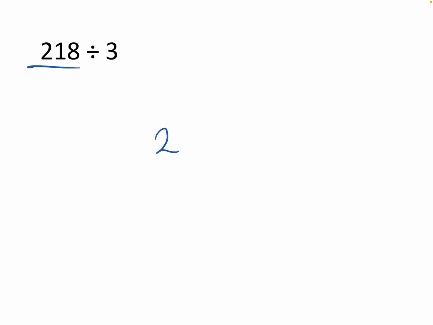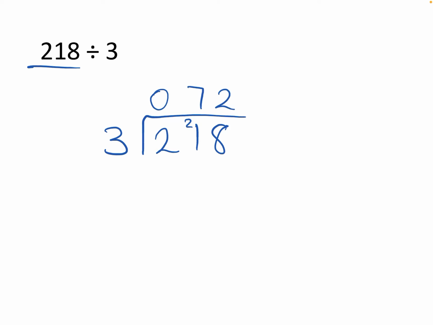So I'm going to start with my dividend. Dividend is what I'm dividing, and this is my divisor. That's what I'm dividing by. How many 3s go into 2? None. How many 3s are in 21? 7. 7 times 3 is 21. How many 3s are in 8? 3, 6, 2. I'm on 6. I need to get to 8. I've got a remainder of 2. Well done. You were able to do that.